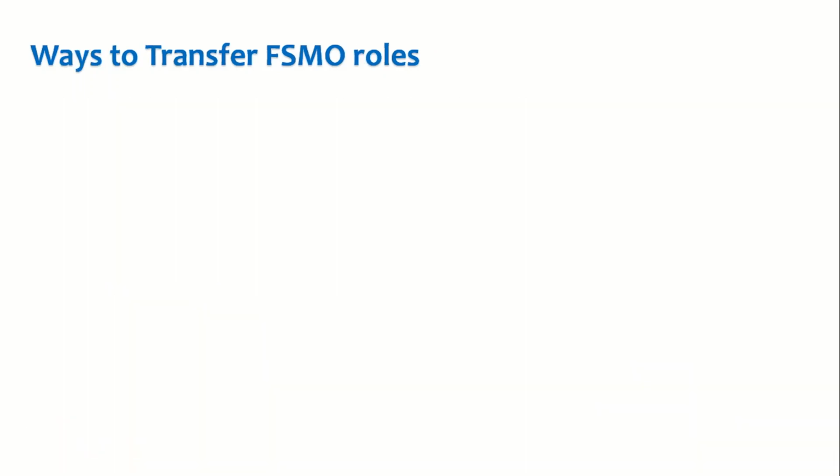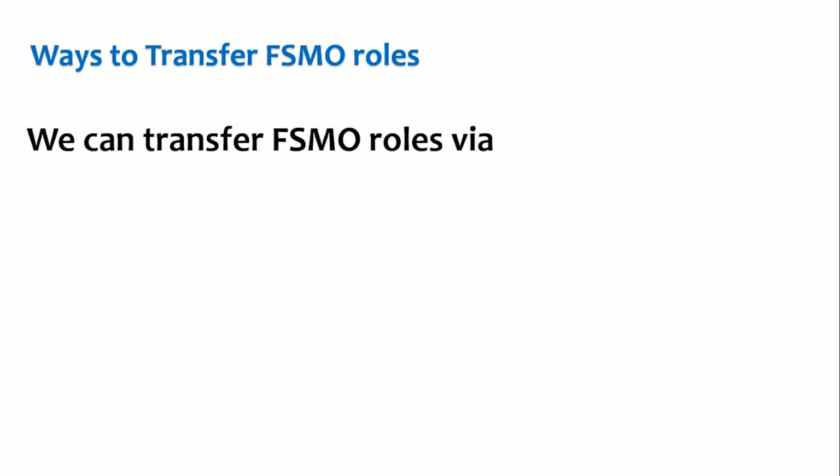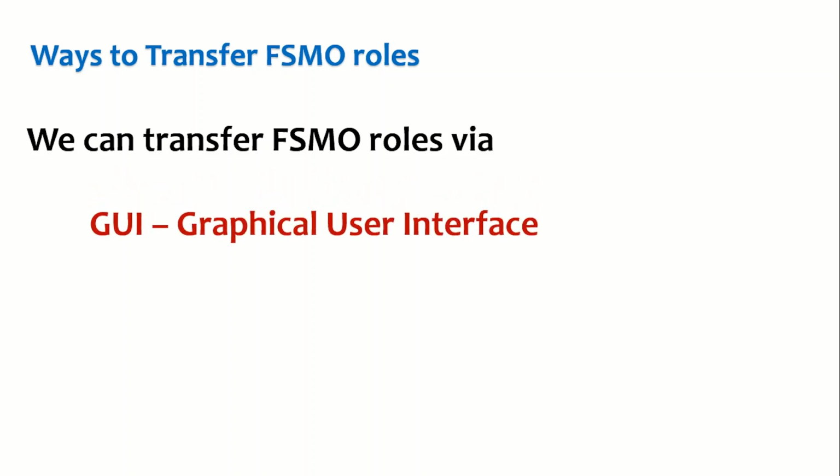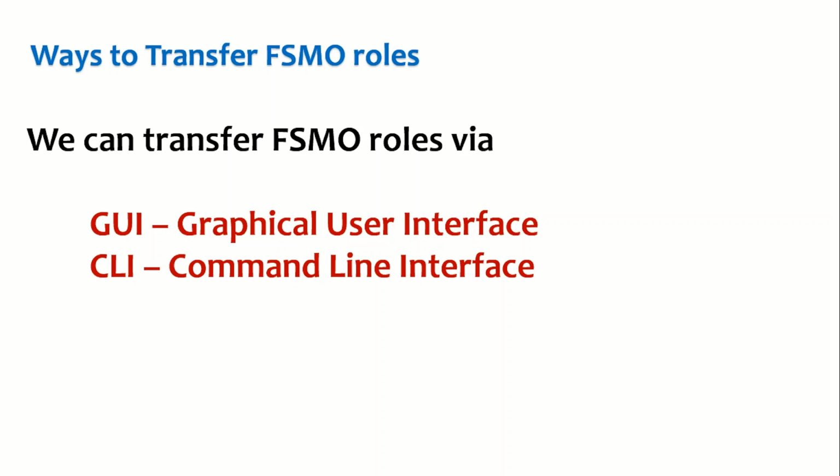So let us understand the ways in which we can transfer FSMO roles. We can transfer FSMO roles via the graphical user interface, via the command line interface, and we also have one other way, that is the PowerShell way. So there are three ways in which we can transfer FSMO roles. Now in our labs, we will only focus on the graphical user interface and the command line interface. So in our labs, we'll transfer FSMO roles using GUI and CLI.